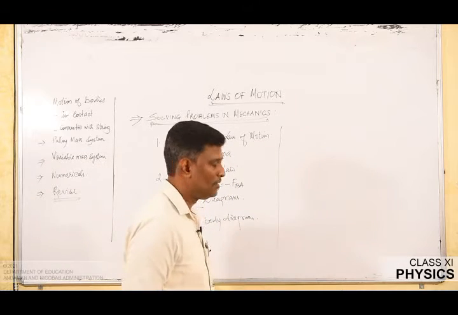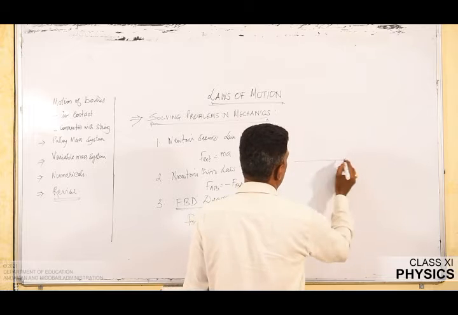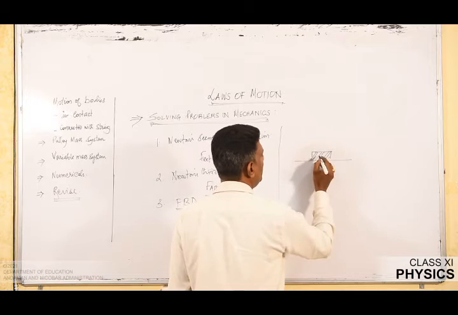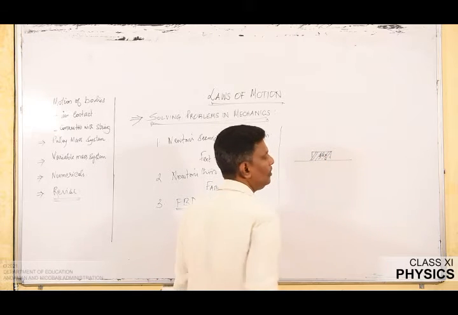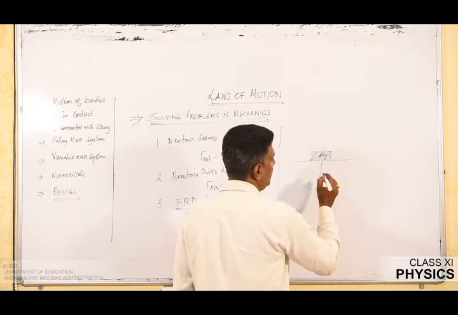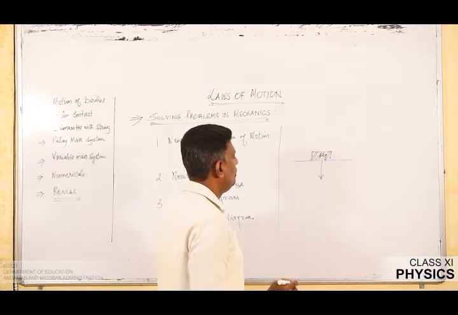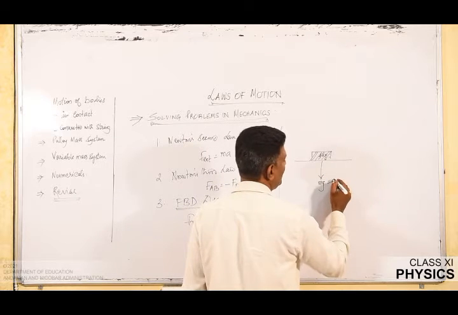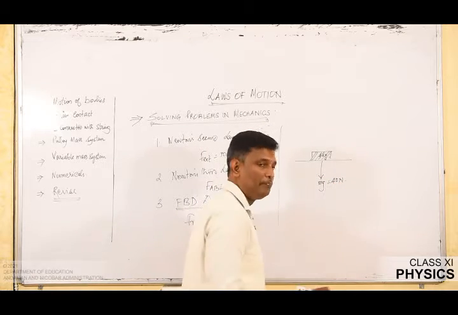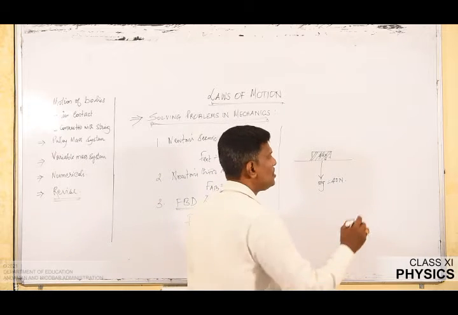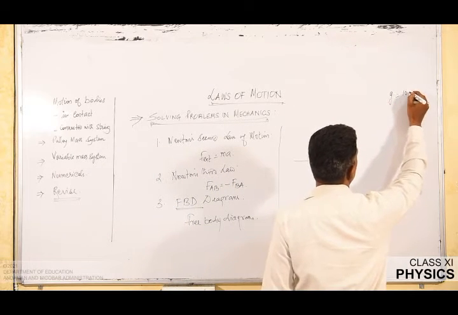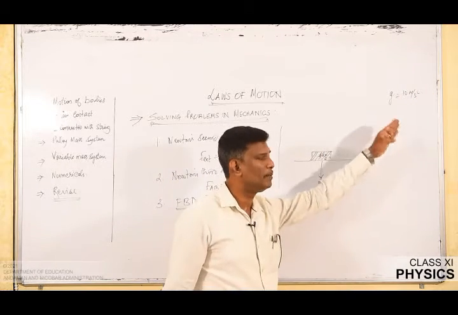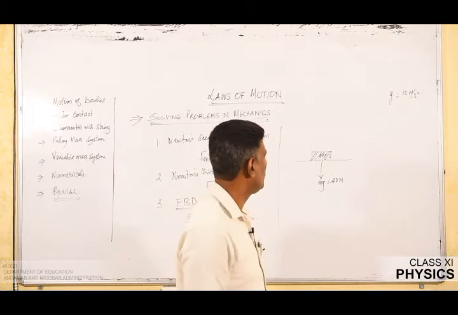Let us see the situation when a 4 kg mass object is placed here. What is the downward action? That is mg, that we can take as 4 times 10, that is 40 Newton approximately. Throughout this session we will be using g is equal to 10 meter per second square for ease of calculation.